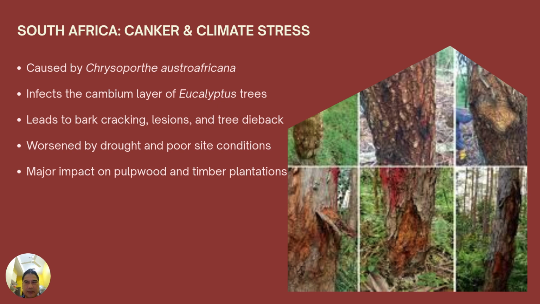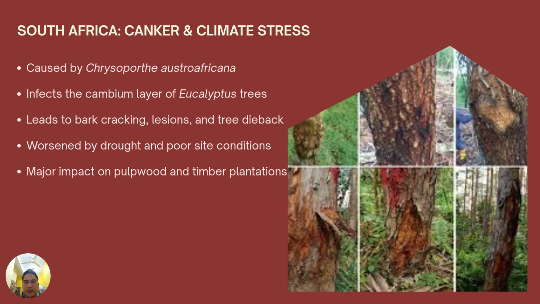In South Africa, one of the most serious forest plantation diseases is stem canker, caused by Chrysoporthe austroafricana. This fungus attacks the cambium, which is the layer of tissue right under the bark that's responsible for tree growth. When that gets damaged, the tree can't transport water or nutrients properly. You will see symptoms like bark cracking, sunken lesions, and eventually the tree will start to die back.